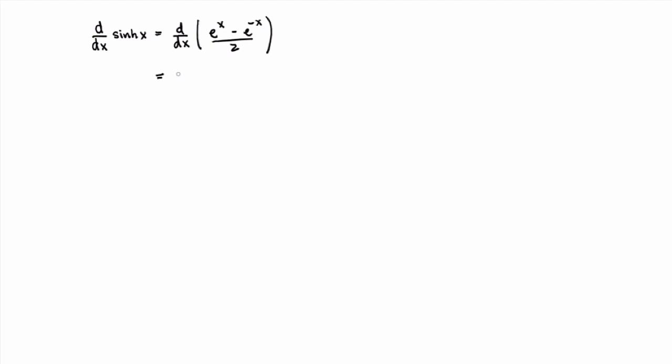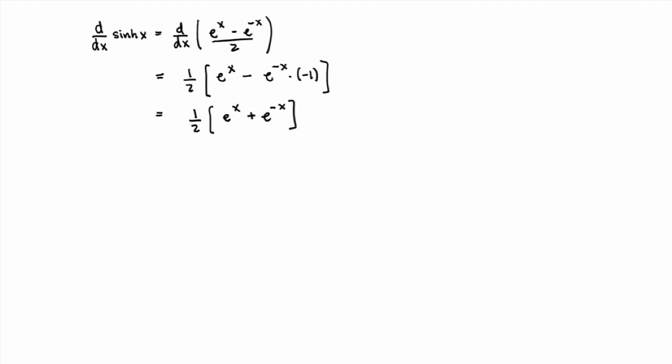All right, so I can pull the 1 half out, and now I have the derivative of the exponential, that's e to the x. For the second term, I have minus the derivative of e to the minus x, so I have to use the chain rule. What I'll get is e to the minus x times minus 1. So in other words, I end up with 1 half, e to the x plus e to the minus x.